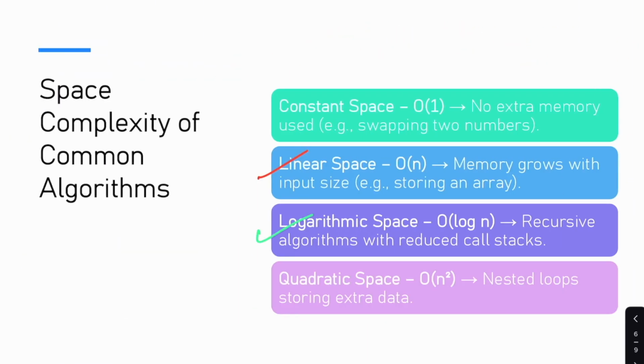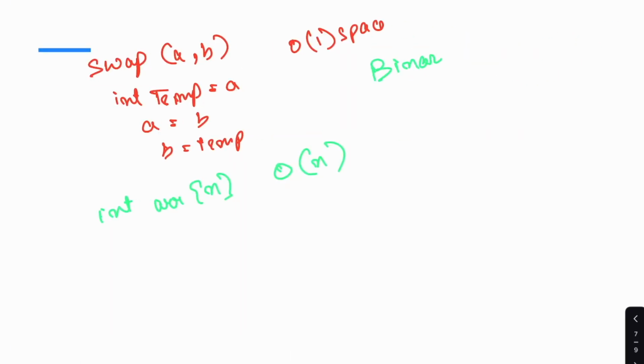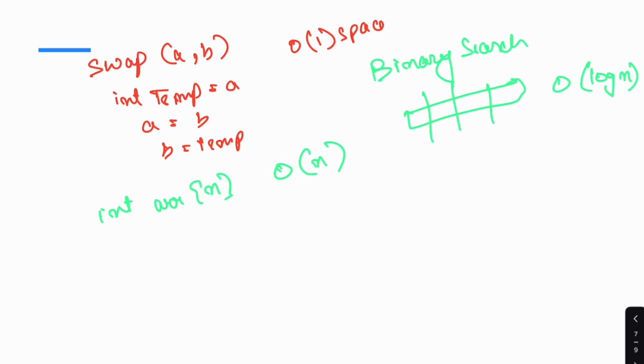Let's see the third one, logarithmic space. I told you before that logarithmic space is going to use divide and conquer. Consider its use in a divide and conquer recursive algorithm, for example binary search. Binary search divides the input size. The array is divided into half, then again the remaining half is divided like this. So they are going to divide and conquer as you see in binary search. So the complexity will be O of log n. Only a logarithmic number of recursive calls are stored in the memory.